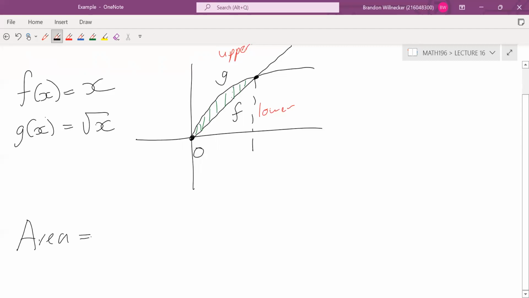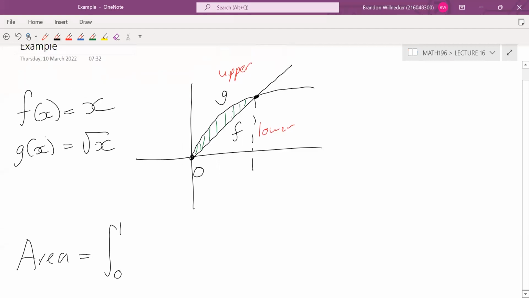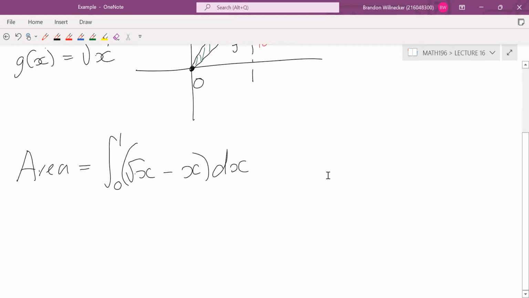So the area is equal to the integral from 0 to 1 of the upper function, which is root x, minus the lower function, which is x, dx. Okay, so what does that give us? So that will be the integral from 0 to 1 of root x, which is better to write as x to the 1/2.